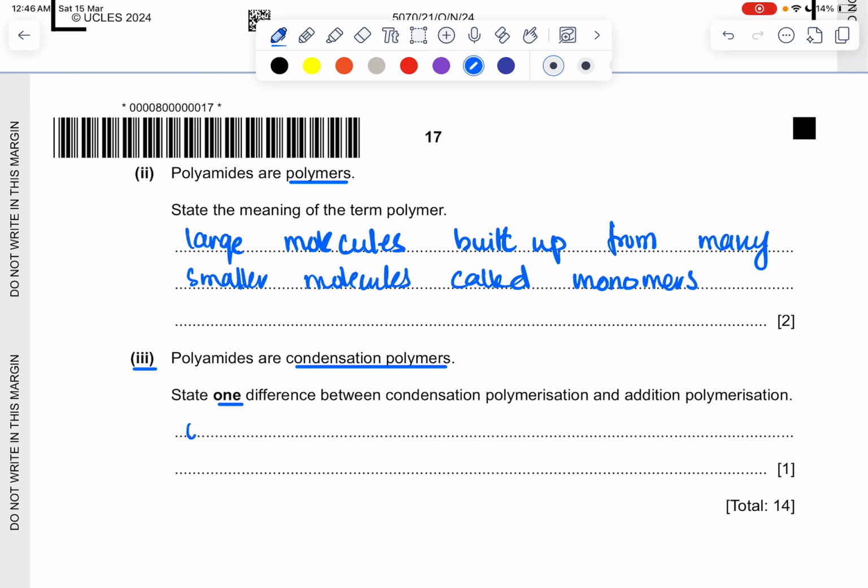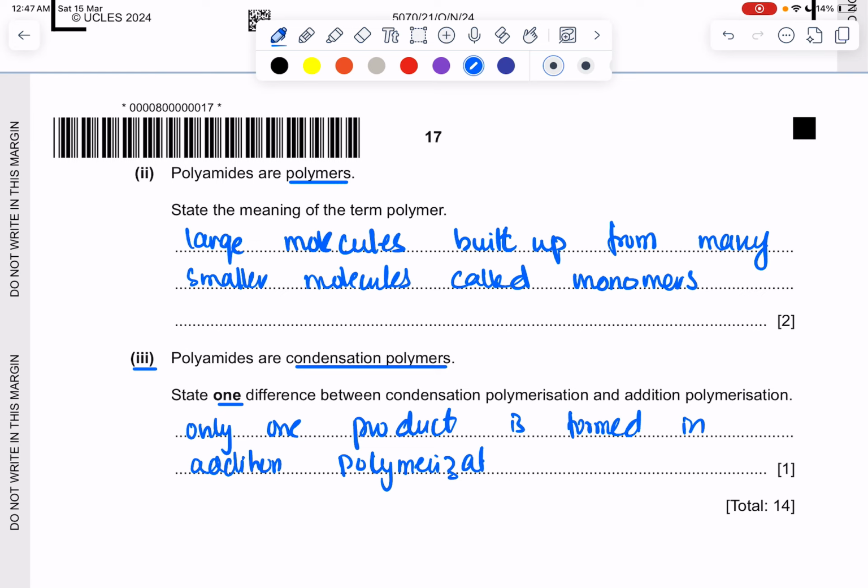So we can say that only one product is formed in addition polymerization. So that's all for this paper.